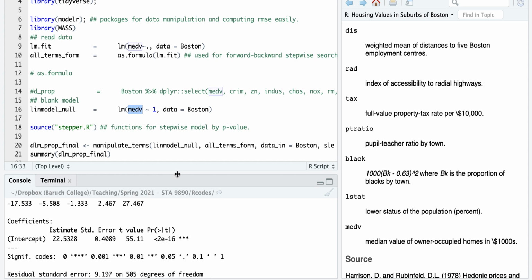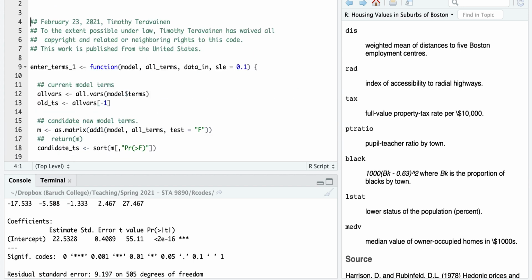Okay. And anyway, now why did we do this? Because I wanted to illustrate how forward-backward selection might be implemented in R using this code, stepper R. Essentially, when you run this, you're calling all the functions that are available in this file. It's courtesy of Professor Teravainen, who teaches an R class this semester.